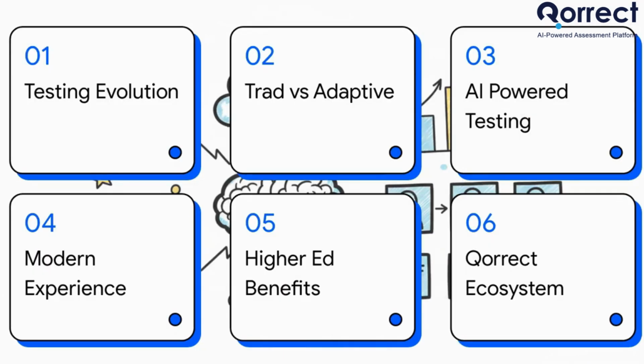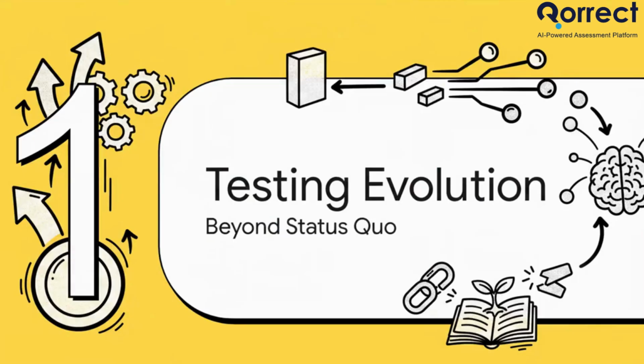Here's how we're going to break this down today. First, the testing evolution. Second, traditional versus adaptive assessment. Third, how AI powers testing. Fourth, the modern assessment experience. Fifth, benefits for higher education. And finally, the Qorrect platform ecosystem. Let's jump right in. All right, Section 1, the testing evolution, moving beyond the status quo.